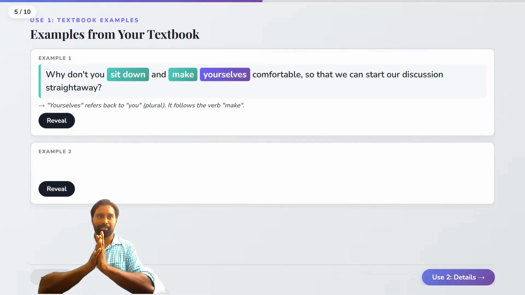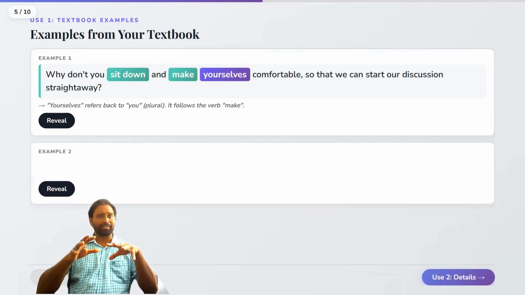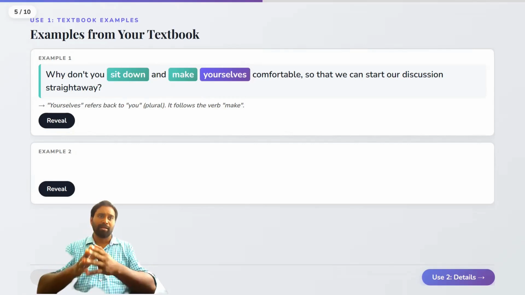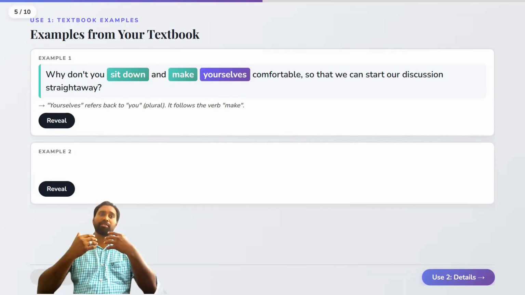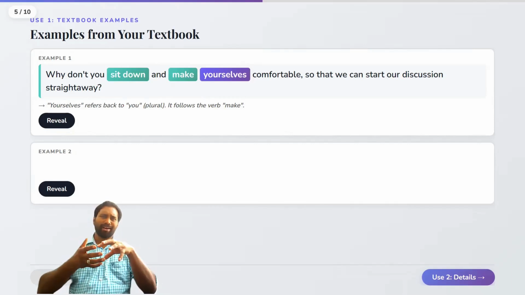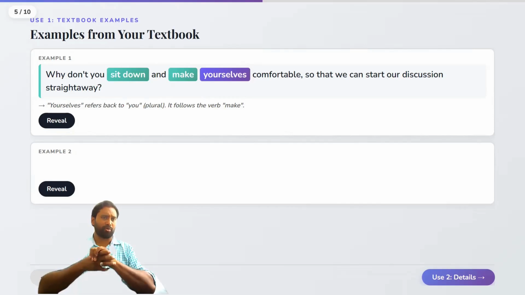Let's analyze this. In this sentence, you can see the subject is you and it's plural. That means more than one person. The reflexive pronoun is yourselves. That is also plural. But where can you see the reflexive pronoun? Where does it appear?